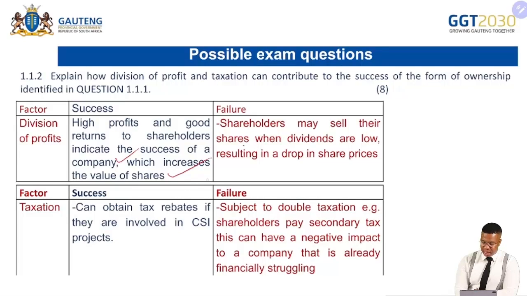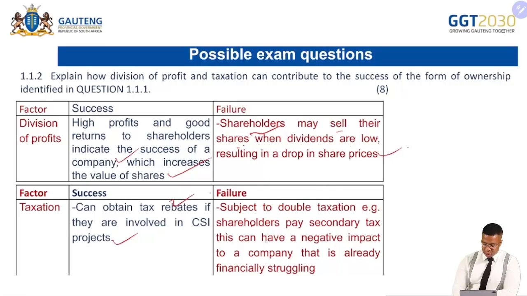And then the failure, however, is the idea that shareholders may sell their shares, which when we consider will lead to dividends. Shareholders will sell their shares when dividends are low, resulting in a drop in the share price. And then when you're looking into taxation, the success of the public company, they can obtain tax rebates, which is a tax advantage or reduced tax, because they would be involved in CSI projects.